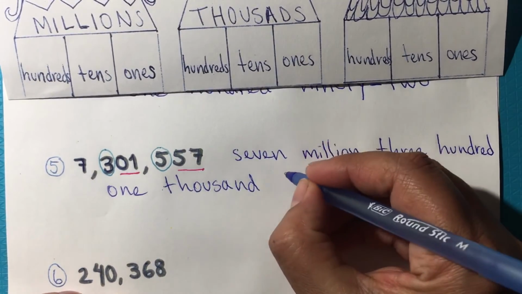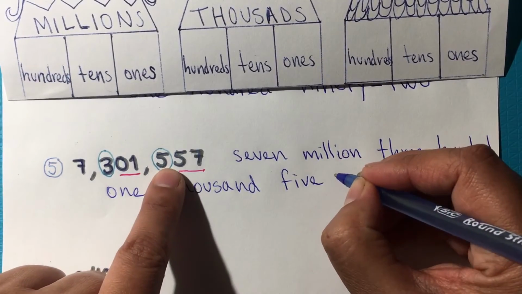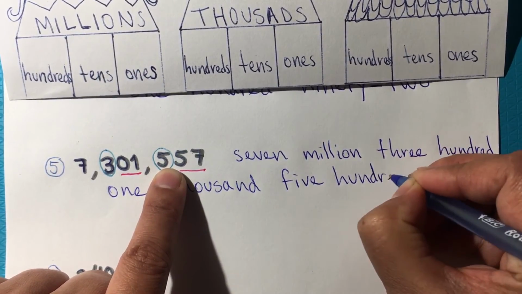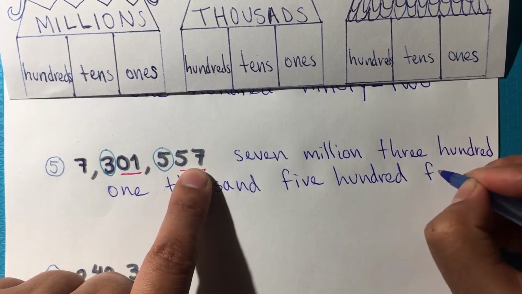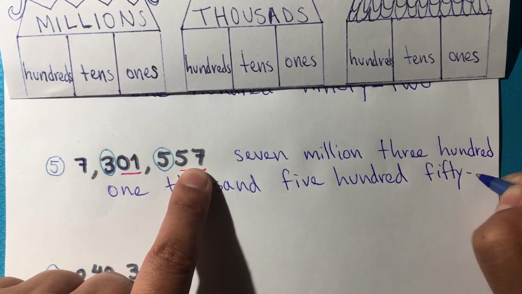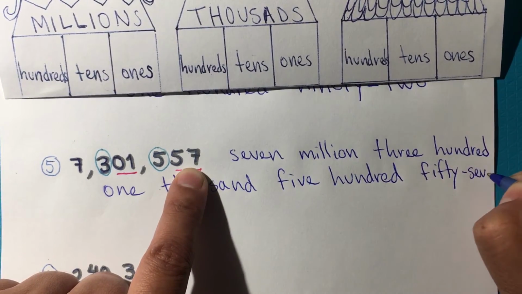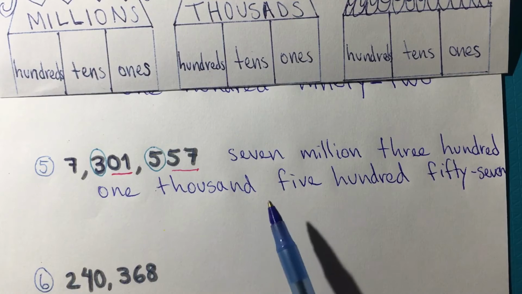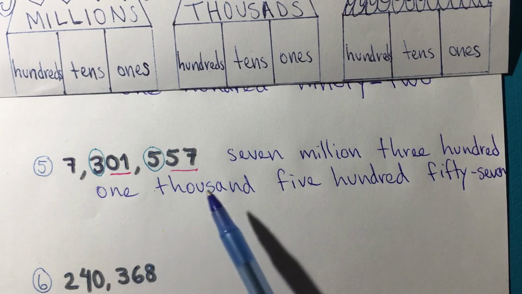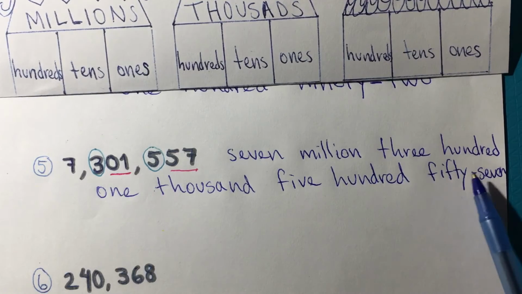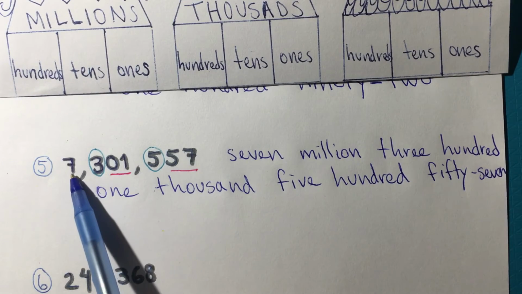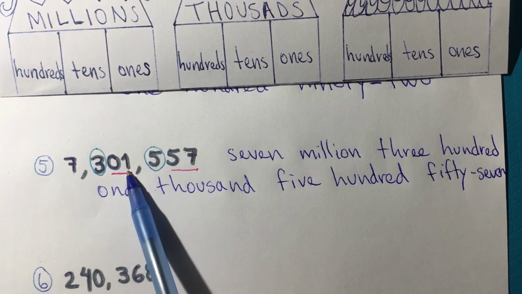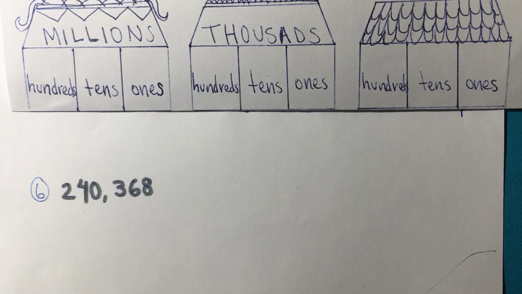557. So 500, because we circled it, 57. Whoops. Let me squish it in. There it is. Okay, so this is how you read it. 7,301,557. If we're talking about money, this is how much you would have to pay for a down payment of a house, about here in San Jose, California.